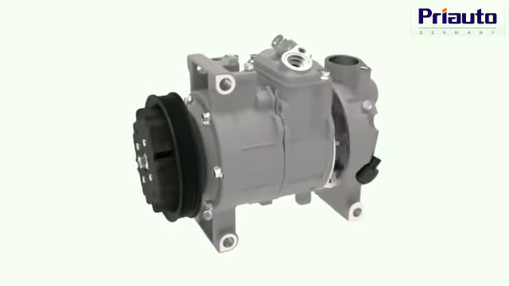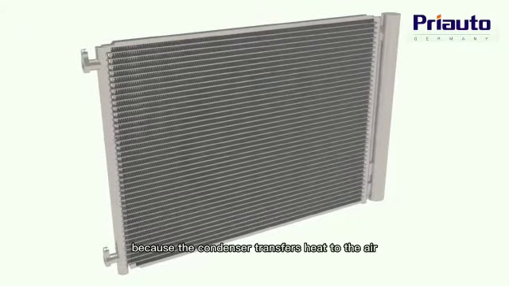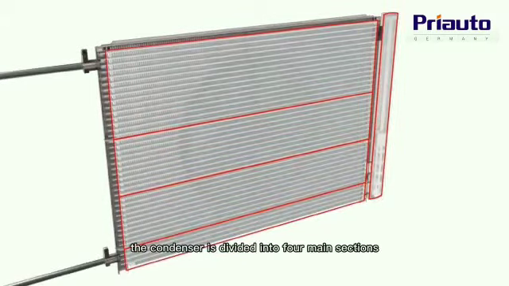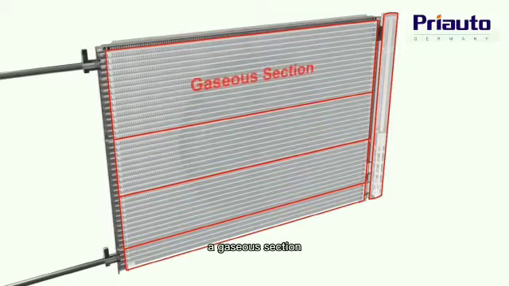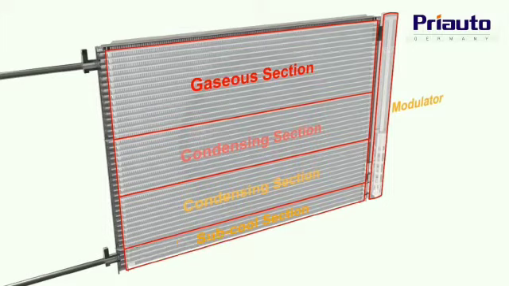The condenser operates using the same principles as a domestic radiator, because the condenser transfers heat to the air. The condenser is divided into 4 main sections. A gaseous section, to remove the heat from the hot gas, a condensing section, a gas-liquid separator, known as the modulator, and a subcooling section, with the high-pressure refrigerant flowing through these 4 sections in that order.